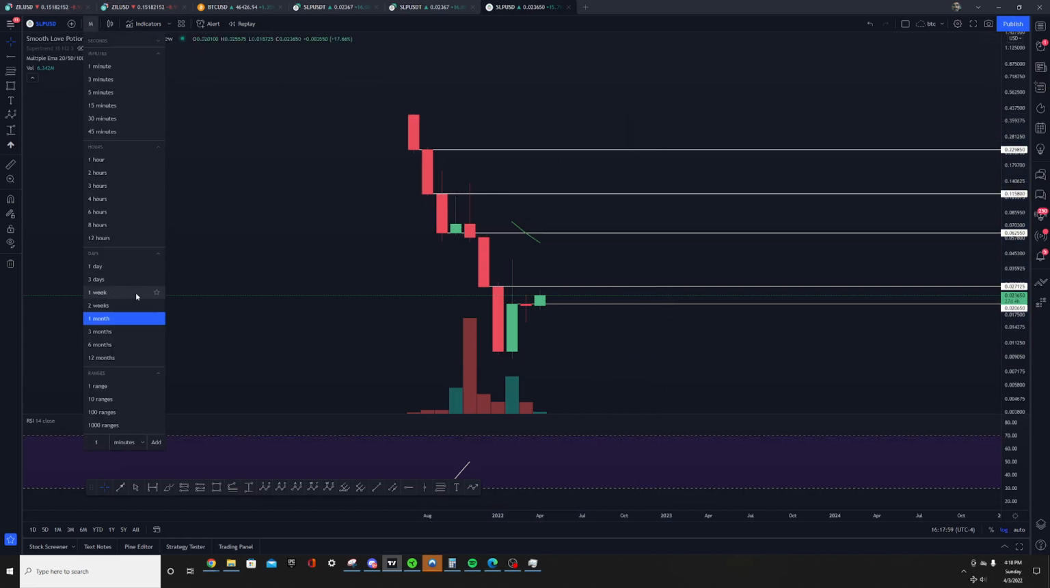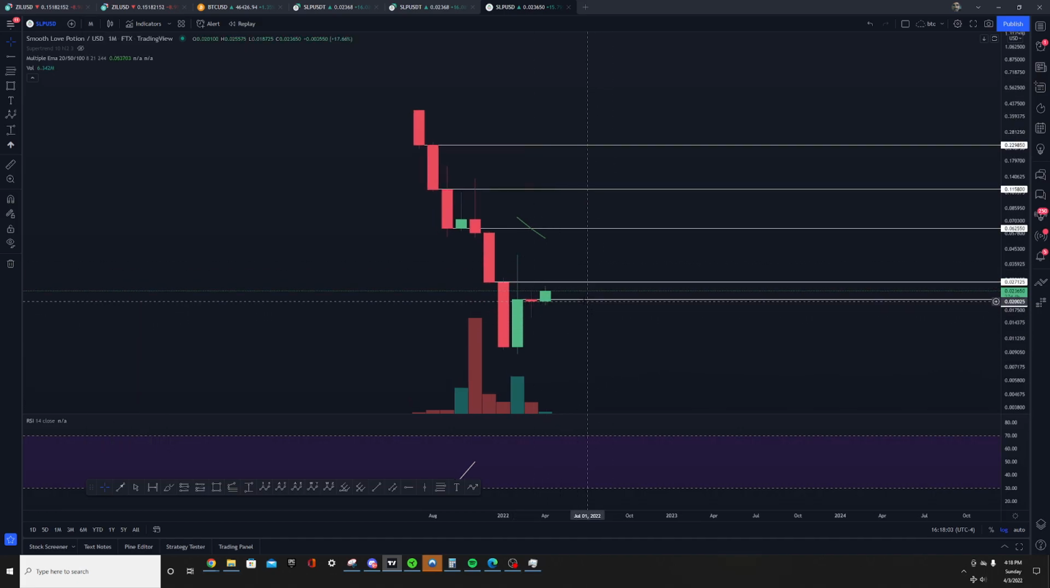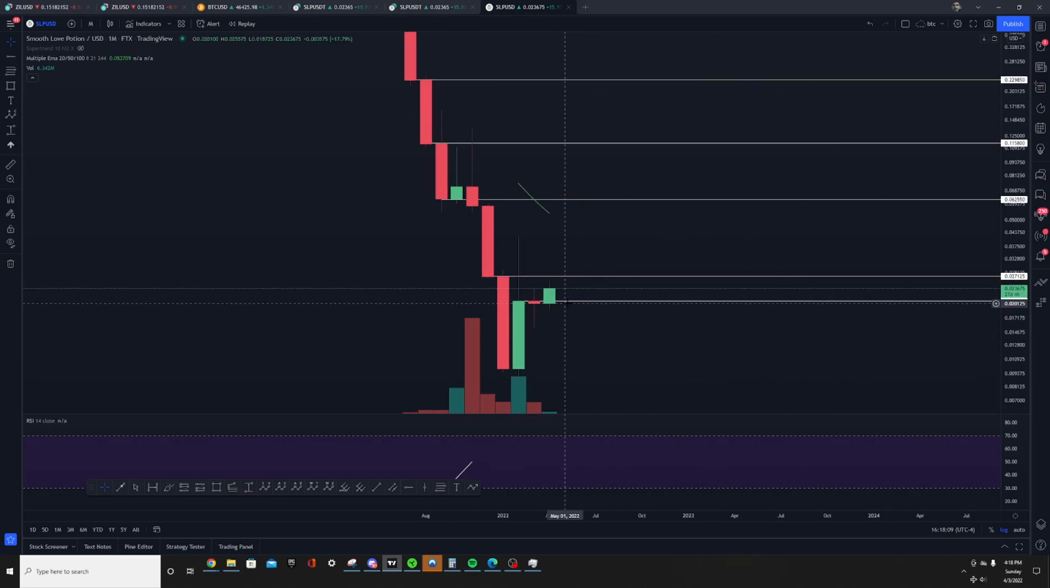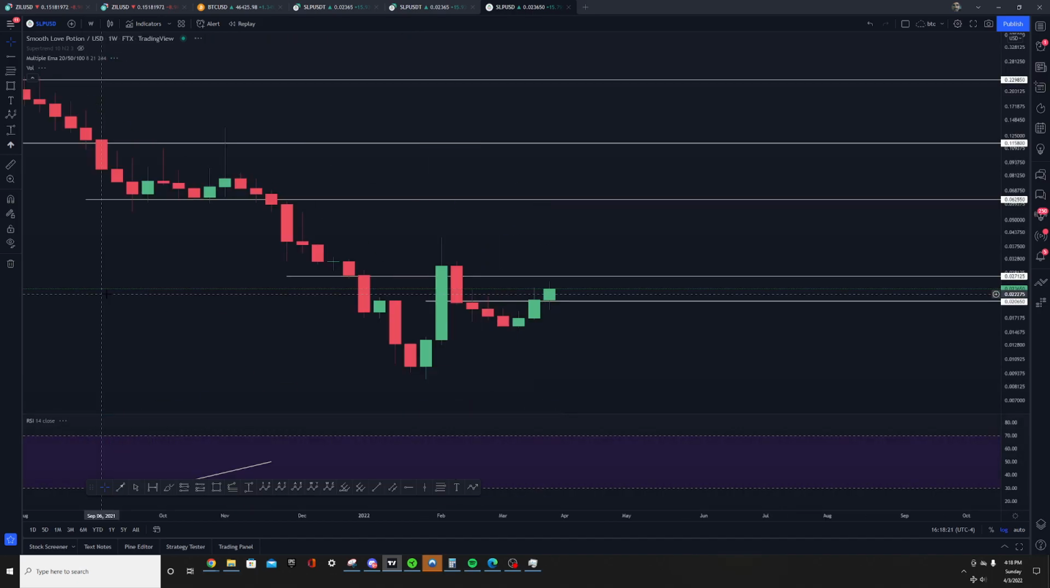Now we can drop down, and what the monthly does, before I drop down to the weekly, it just gives us the range. For example, right now this is our range for this uptrend. So if we had to close below 0.02065 on like a daily, then I would probably exit the trade because it's not ready yet. So now let's go to a weekly.